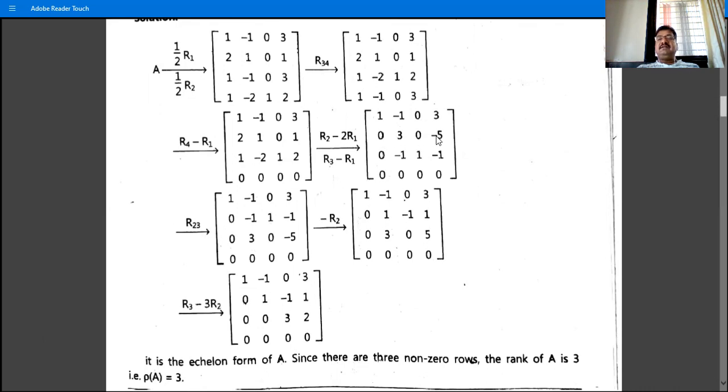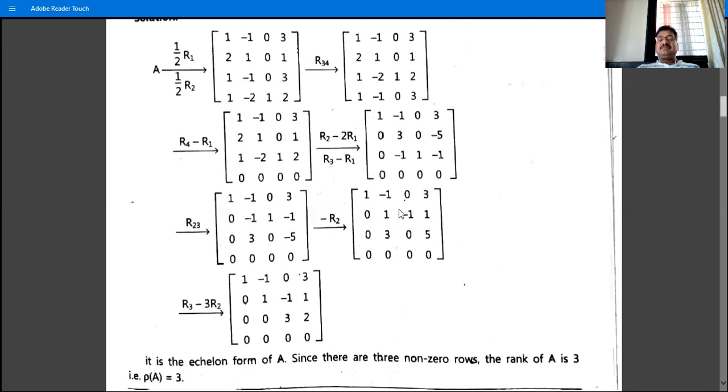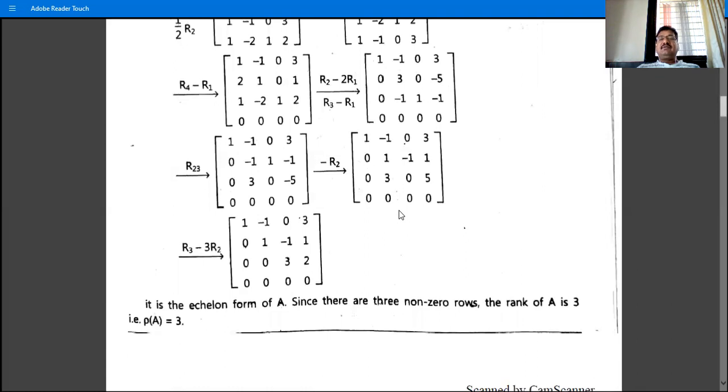If you apply the 1 by 3 R2 operation, then we have a fractional number. So to avoid the fractional number, after these two operations, that is R23, interchanging the second and third rows, and then multiplying the second row by -1, we have 1 at this place. Okay, so I avoid the fractional numbers, because fractional number calculation is somehow tougher than this calculation. So avoid fractional numbers as far as possible. So this is the one.